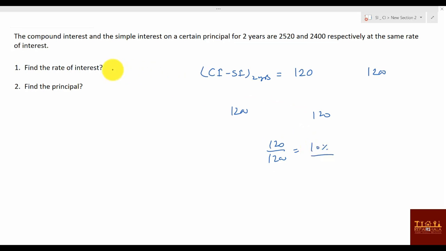So your rate of interest is 10%. Now finding the principal: you can say that 1200 is the SI value, and this 1200 is 10%. So 100% of this will be 12,000. So your principal value will be 12,000. Clear?